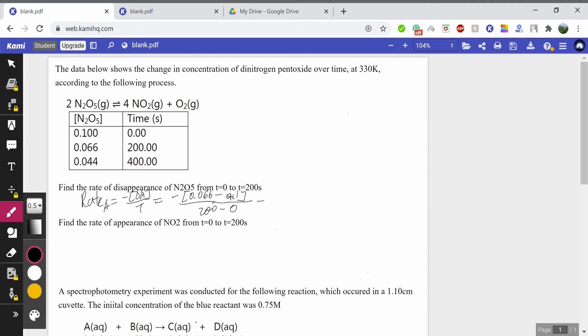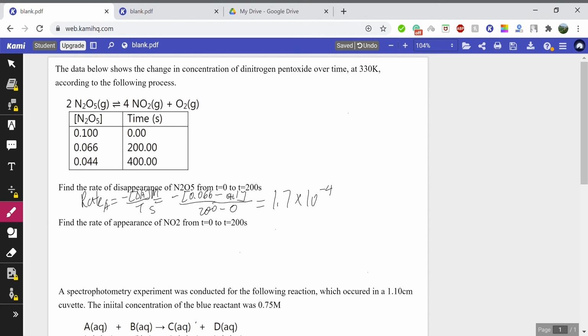Now this is 0.066 minus 0.1 divided by 200 minus 0. Put in a calculator, we're going to get 1.7 times 10 to the negative fourth. What will the unit be? Since the changing concentration up here is going to be molar, and down there it's going to be seconds, so our unit will be molar per second.